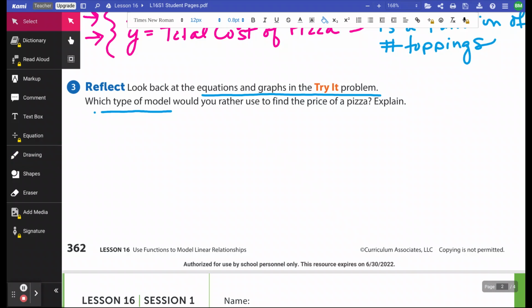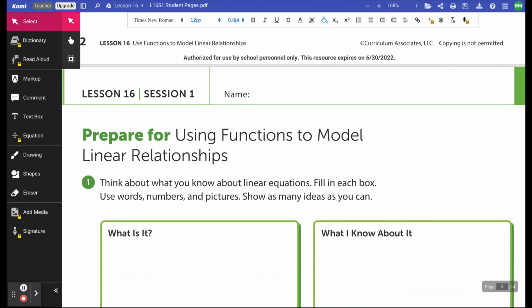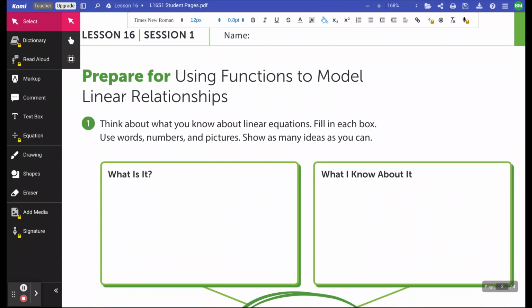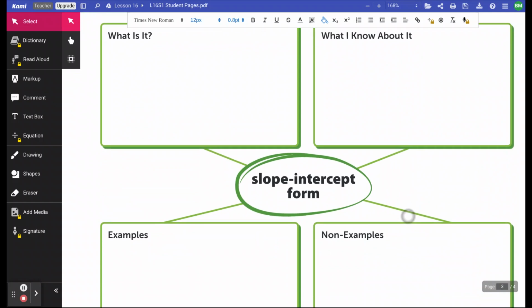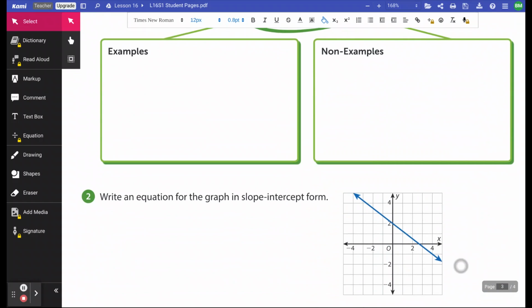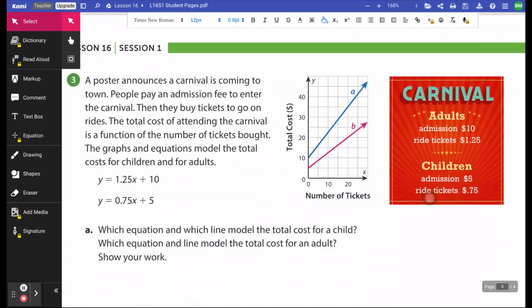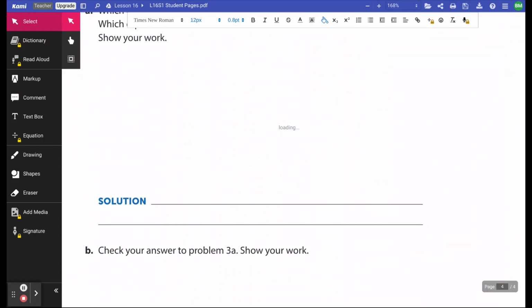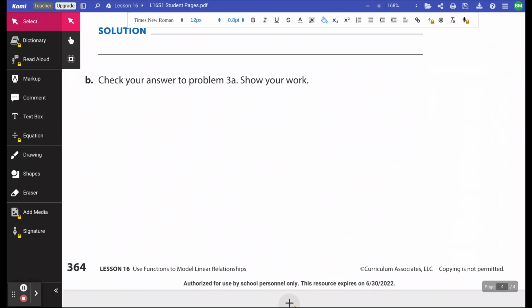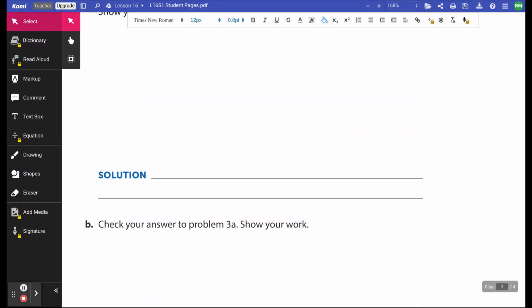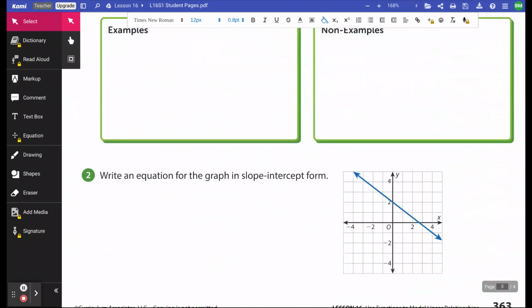And when you're done doing that, I would like you to turn the page and complete the practice pages. There are 2 practice pages. For this one, I do want you to do this vocabulary. I think that's a good review. And then I want you to do this word problem on the following page and check your answer to problem 3A. When you're done, you can come back to this video and check your answers just to make sure that you did the problems correctly.